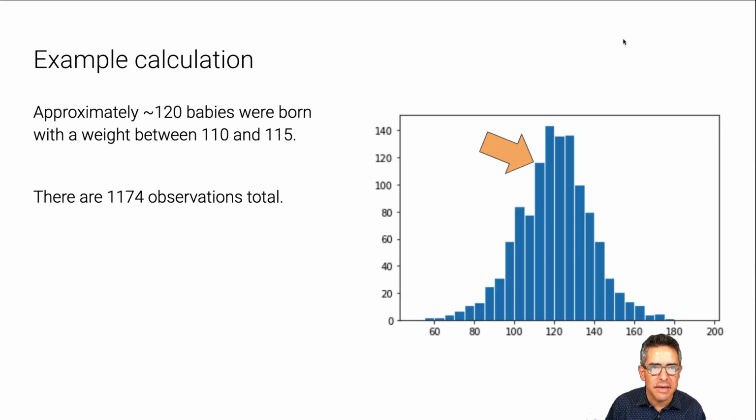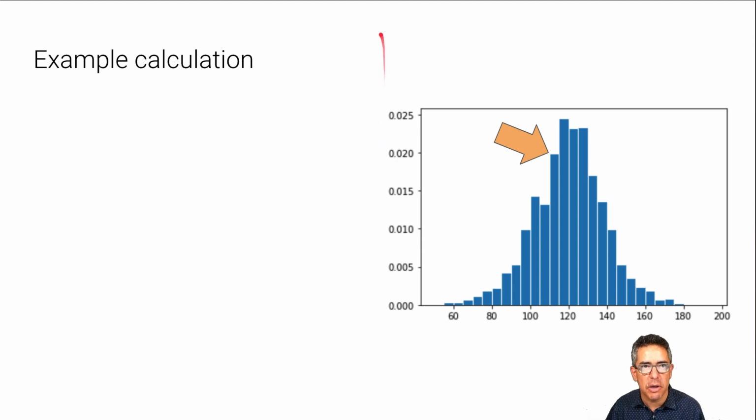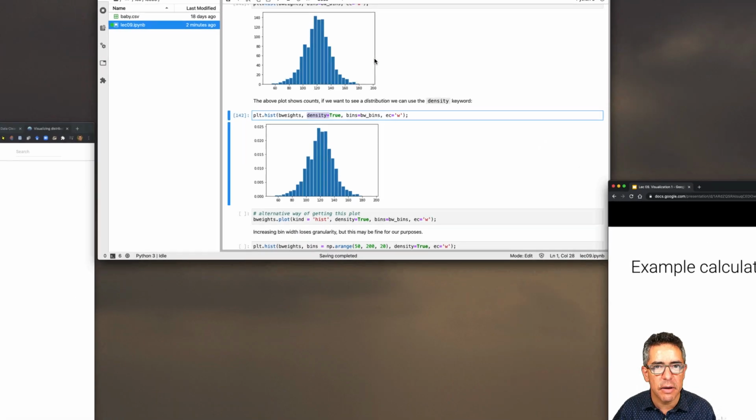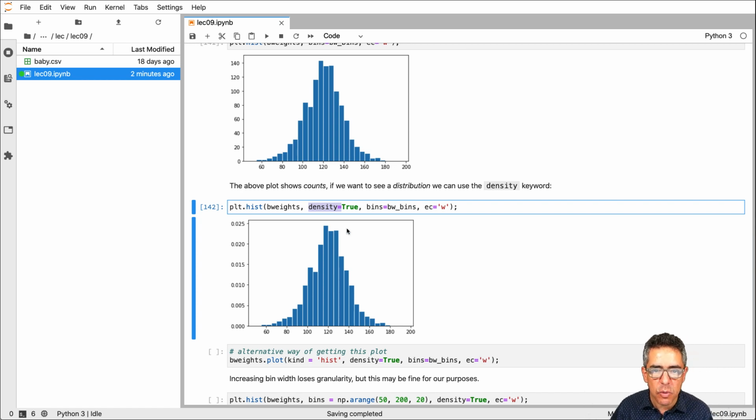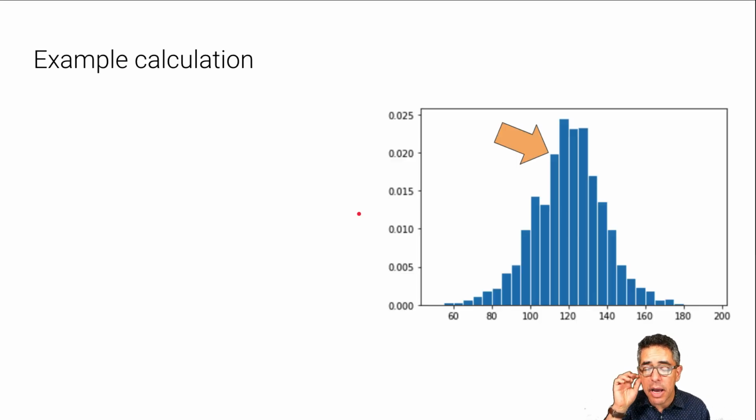And what I want to do next is a few simple calculations with histograms. We can see from this particular version of the histogram that has counts instead of proportions that there were approximately 120 babies born with weights between 110 and 115 pounds. And remember, we have about 1,200 observations total, give or take. So the question is, how can we compute that if we are looking at a proper histogram that has been appropriately normalized, as we saw a moment ago in the notebook? Once we compute it with density equals true, how could we figure that out?